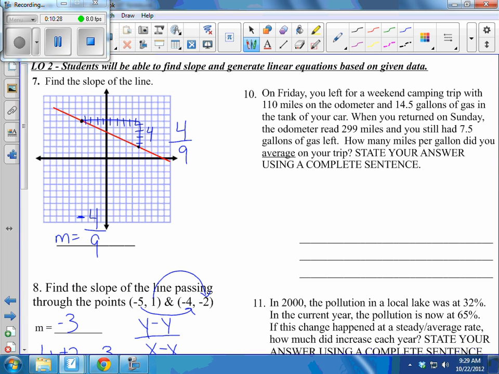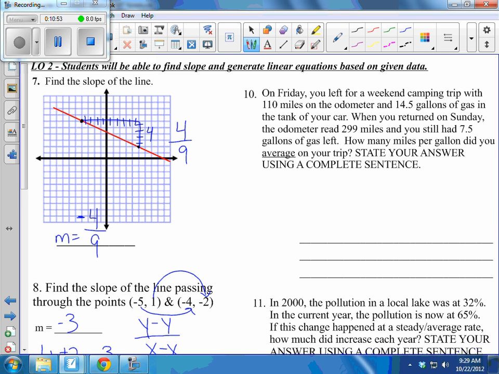So this is a word problem. Don't be afraid. It's just a little bit of reading. So on Friday, you left for a weekend camping trip with 110 miles on the odometer and 14.5 gallons of gas in the tank of your car. When you returned on Sunday, the odometer read 299 miles and 7.5 gallons of gas. So how many miles per gallon did you average on your trip? The slope is just average.